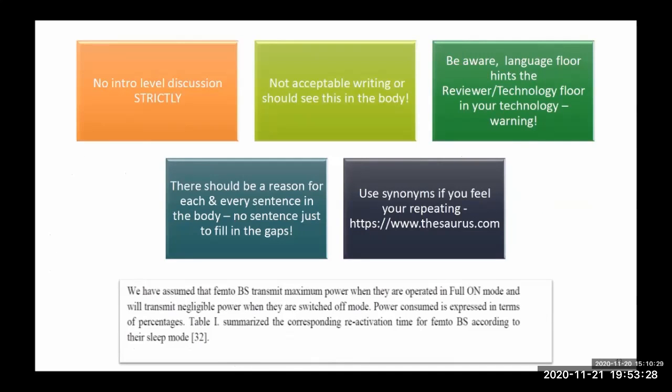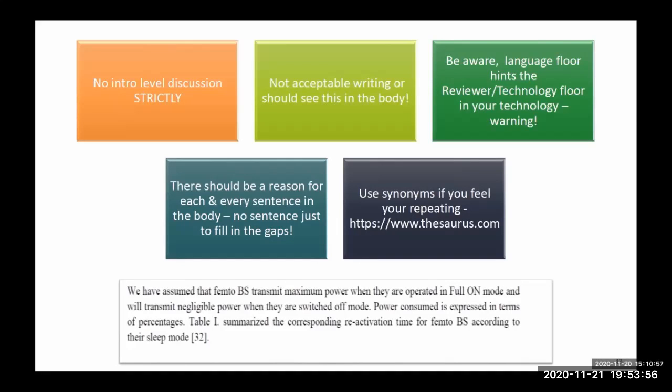In the body of your paper, actually, I should have discussed it before I come to the results section. The body of your paper only talks about the methodology, algorithm, theory, or lemma that you are presenting, or proofs, or tables that explain the main findings. There should not be any introductory level discussion.